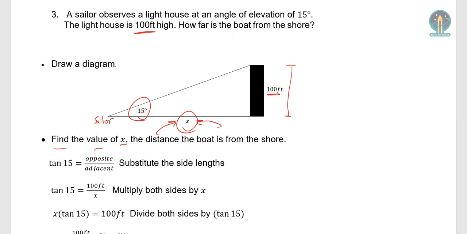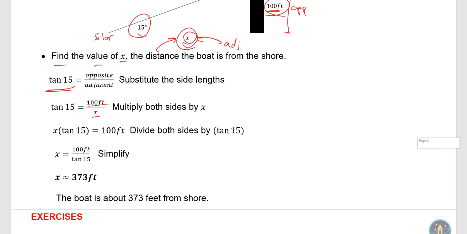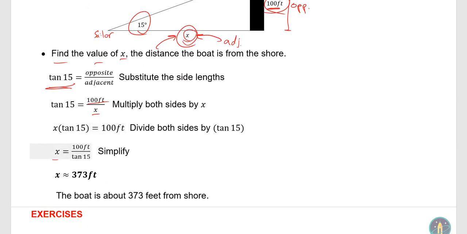So we have the adjacent side, and we have the opposite side. We do not have the hypotenuse, so it is very befitting to use the tangent property again. Tangent 15 is opposite over adjacent, which is 100 feet over x. And from there, again, isolate the x. So we get x equals 100 feet divided by tangent 15, which, when simplified and calculated, gives us x is approximately 373 feet. So the boat is about 373 feet from shore.